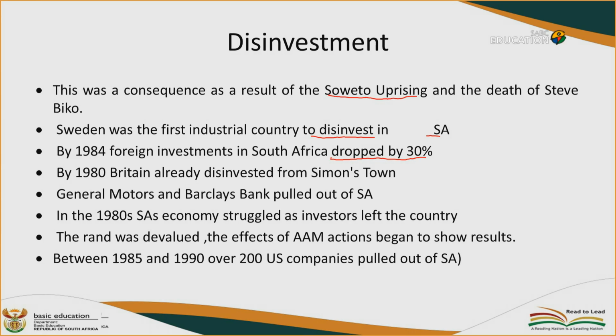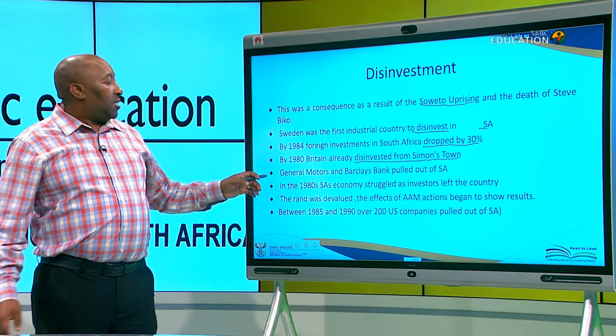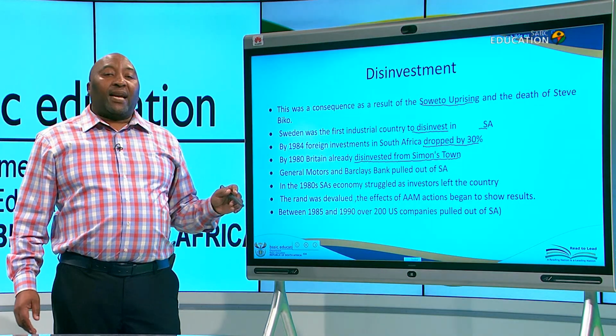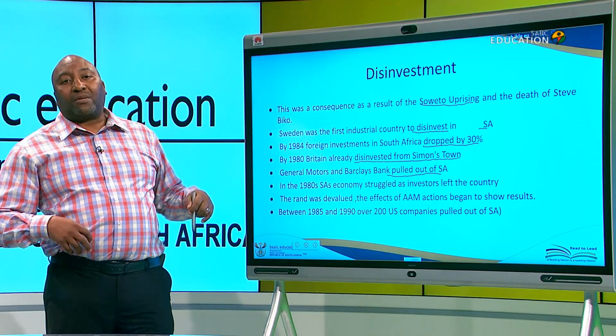By 1980, Britain already disinvested from Simon's Town, which means Britain had ensured that all its investment and all the goods that they exported to South Africa were withdrawn. General Motors and Barclays Bank pulled out. That's another form of disinvestment.